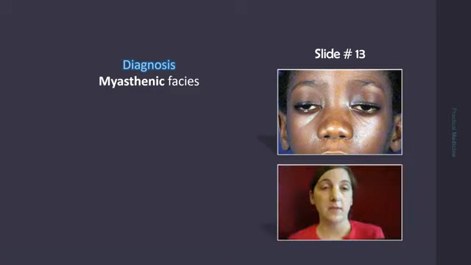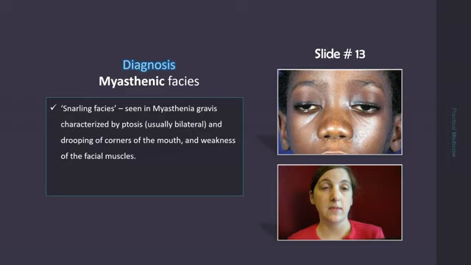This is myasthenic facies, typical of myasthenia gravis, also known as snarling facies. It is characterized by ptosis, which is usually bilateral. There is drooping of corners of the mouth, and weakness of the facial muscles. There is usually frontalis overactivity to compensate for ptosis.